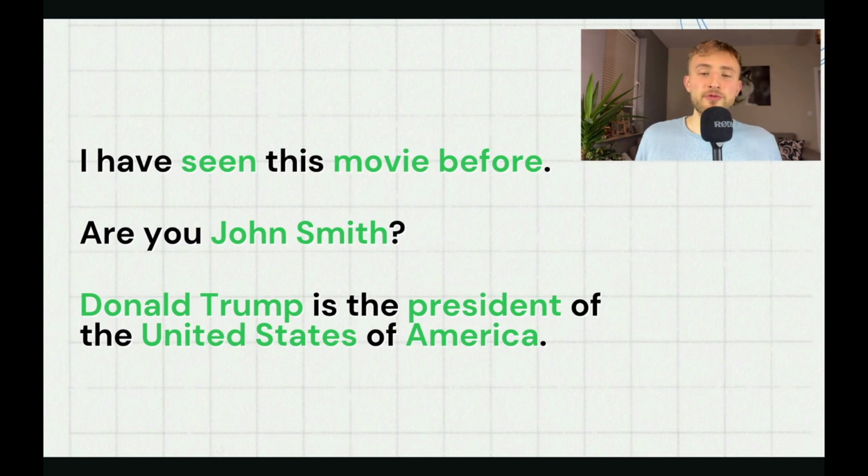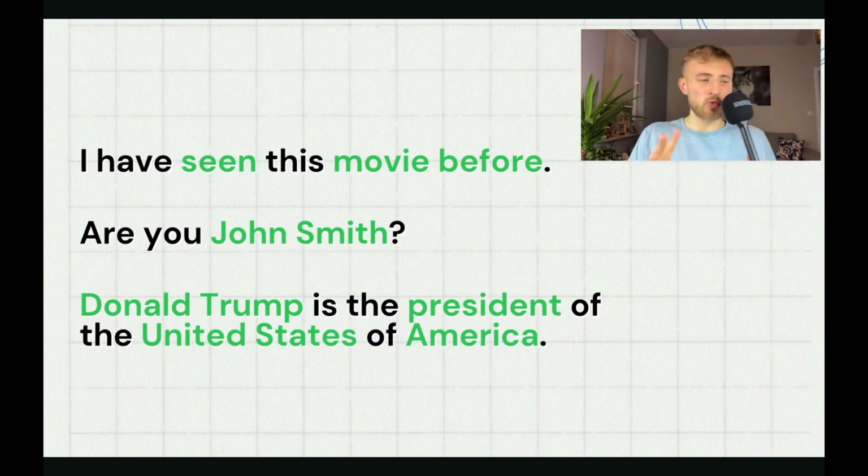I have seen this movie before. Are you John Smith? Not are you John Smith? Are you John Smith? What about this one? Donald Trump is the president of the United States of America. Look at the of. Of, we can say as of. President of the United States of America. So many words to learn.